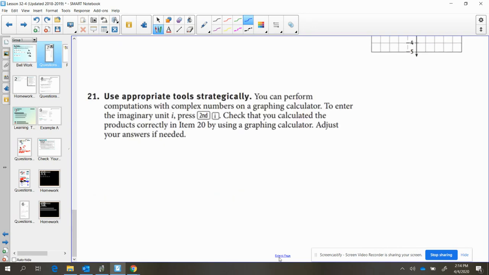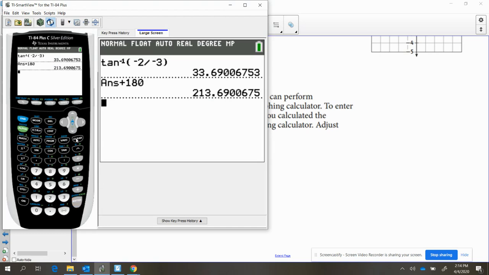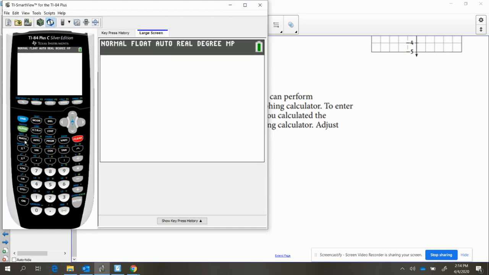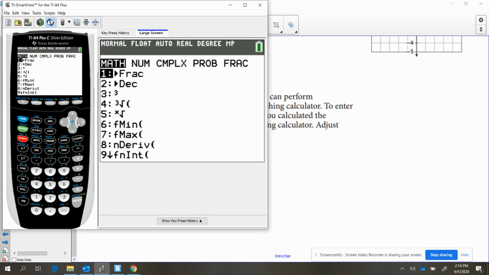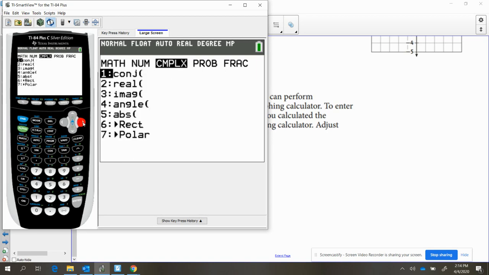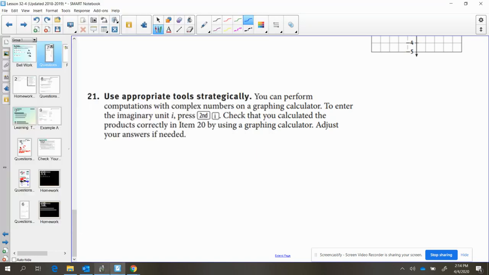Again, apologize for jumping around, but we can perform some of these operations in our calculators. In order to get to the complex menu in your calculator, you are going to hit the math button, scroll over to complex, and then notice options 4 and 5 are going to help you find the absolute value of a complex number, as well as the argument, aka the angle. So again, you may want to write that down one more time.